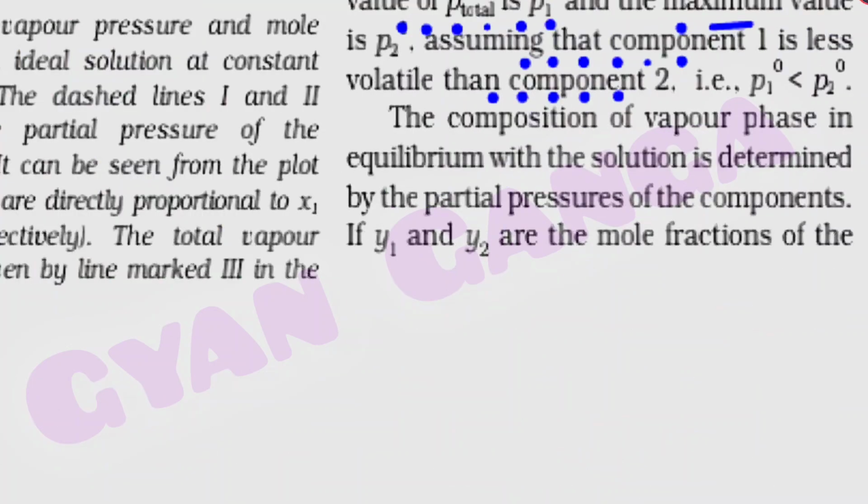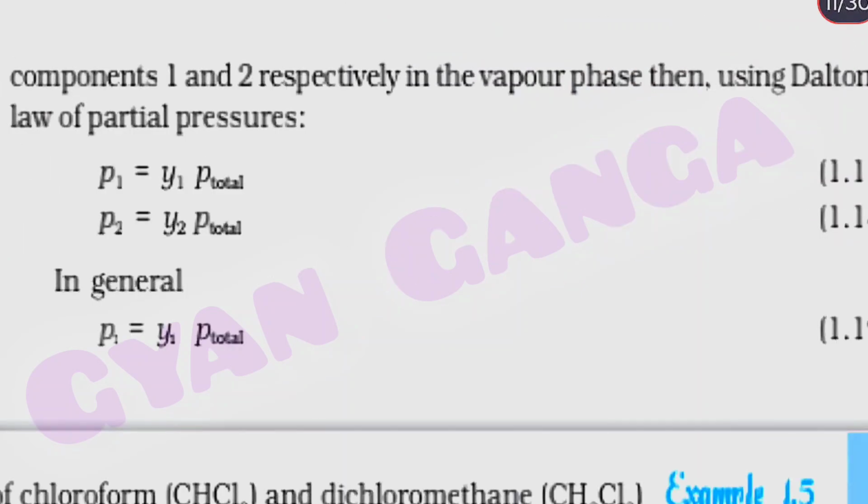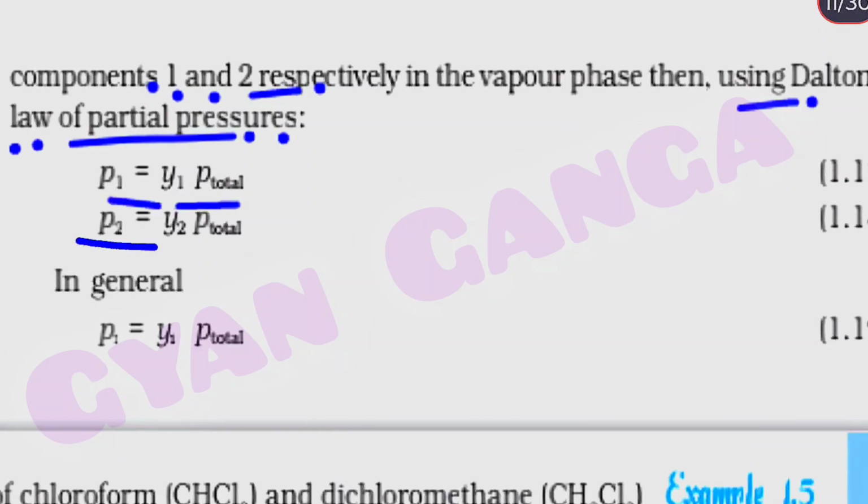The composition of the vapor phase in equilibrium with the solution is determined by the partial pressures of the components. If Y1 and Y2 are the mole fractions of components 1 and 2 respectively in the vapor phase, then using Dalton's law of partial pressures, P1 is equal to Y1 into P total and P2 is equal to Y2 into P total. In general, Pi is equal to Yi into P total.